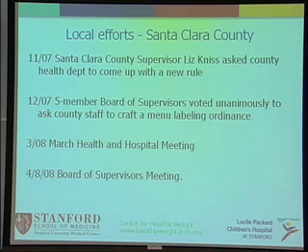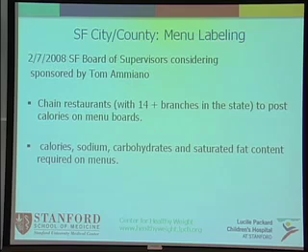In December, the 5-member Board of Supervisors voted unanimously to ask county staff to craft a menu labeling ordinance. In March, this will be heard in the Health and Hospital meeting, and in April, the Board of Supervisors meeting. San Francisco City and County, the Board of Supervisors, as of February 7th is considering this, sponsored by Tom Ammiano, and it's basically the same thing that's happening in New York. They're taking the information that is done well in New York and passed the courts in New York and passing it on a county-by-county basis because we can't do it on a statewide basis.